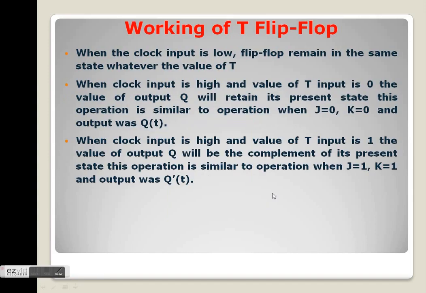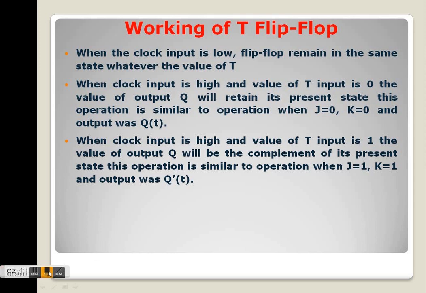Okay, students, let's now understand the working of T flip-flop. When the clock input is low, the flip-flop will retain its state, whatever the value of input is. Okay. Now the case number 2 is when the clock input is high and the value of the input T is 0. In this case, the output Q will be the same as that of its present state. It means it will retain its state. Okay. Now this operation is similar to the operation when the value of J was 0 and the value of K was 0, and in that case the output was Qt.